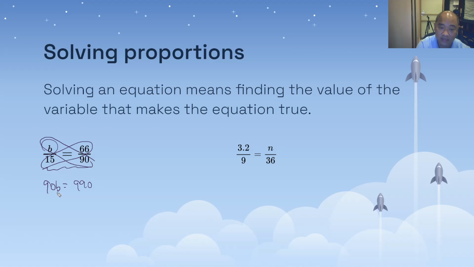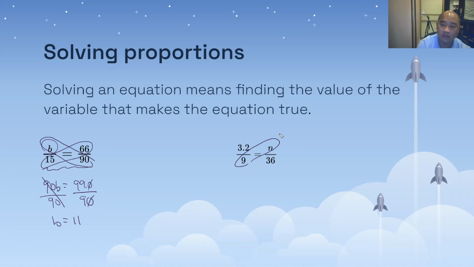This is 90 times B. And so we want to get rid of the 90 times. So we would divide by 90. And then these two things cancel out. Remember, when a number is touching a letter, it means to multiply those two things. So we would divide the other side by 90 also, which is 990 divided by 90. 99 divided by 9 is 11. So B equals 11.